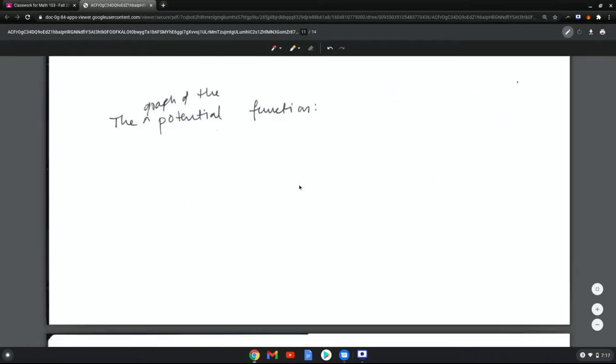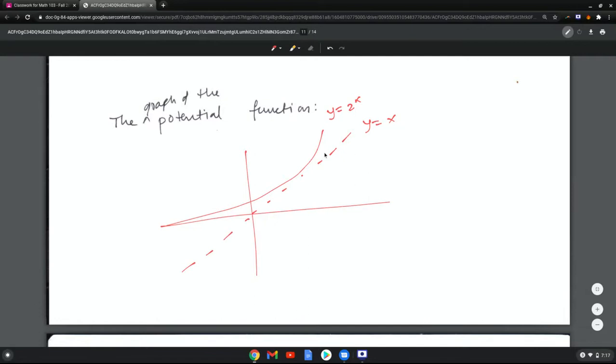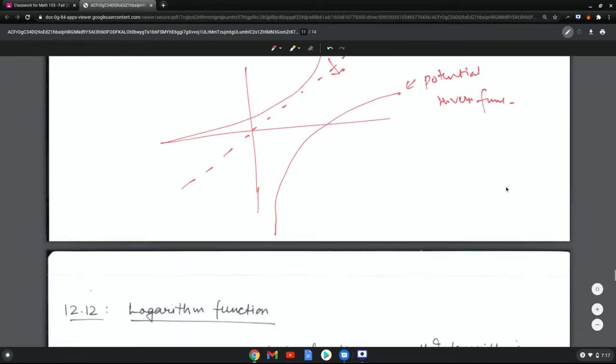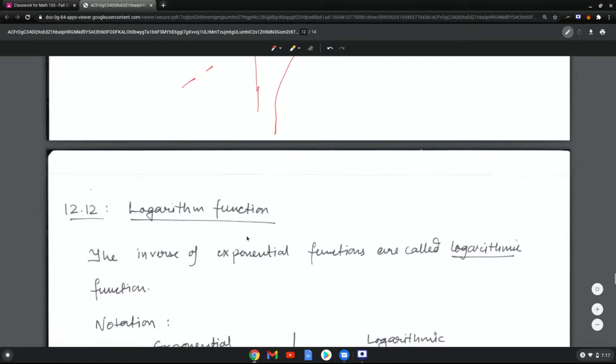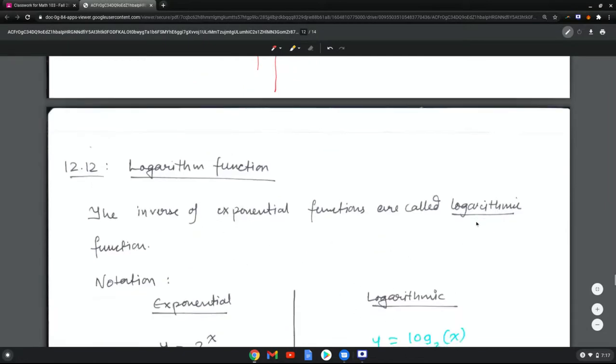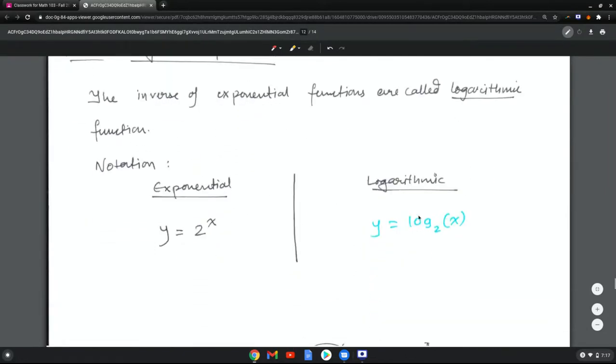And the graph of the potential function can also be drawn because we know that this is y equals 2 to the x. And then this is y equals x. And if I take the reflection, then the graph of the potential inverse function looks like this. So we give this a name. The inverse function of exponential function are called logarithmic functions.